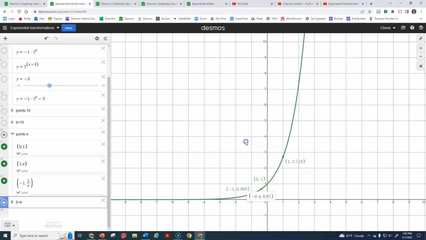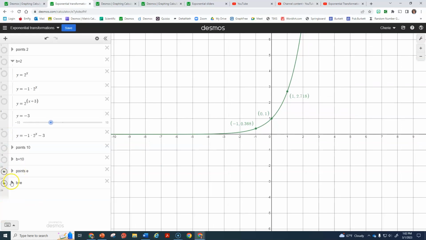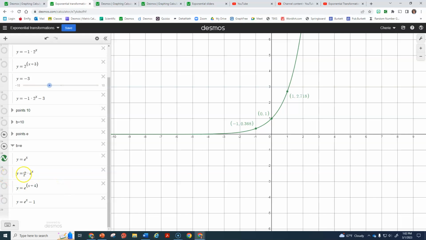And the transformations of these graphs work the same. If you change a to a number bigger than 1, you get a vertical stretch. It became taller. If you make a be a decimal, a fraction, it gets shorter. It's a compression. Okay, it got closer to the x-axis. When it's a compression, it gets closer to the x-axis. When it's a stretch, it gets farther away from the x-axis.